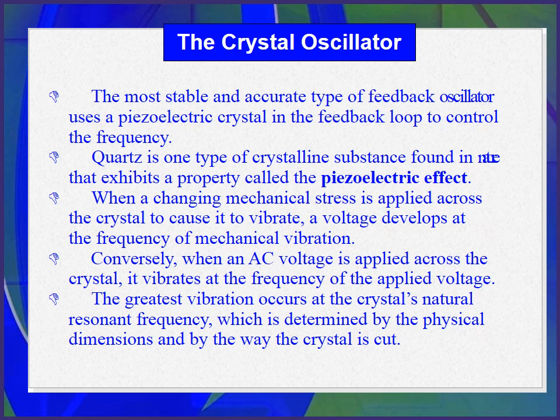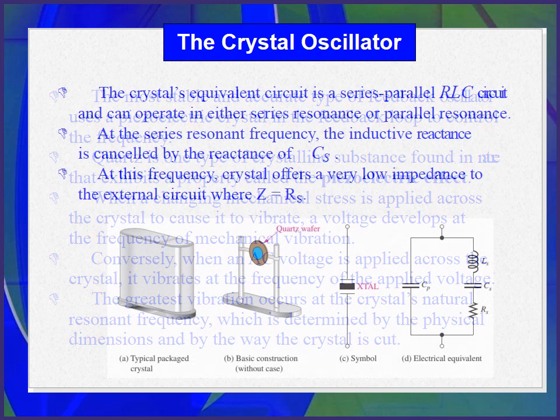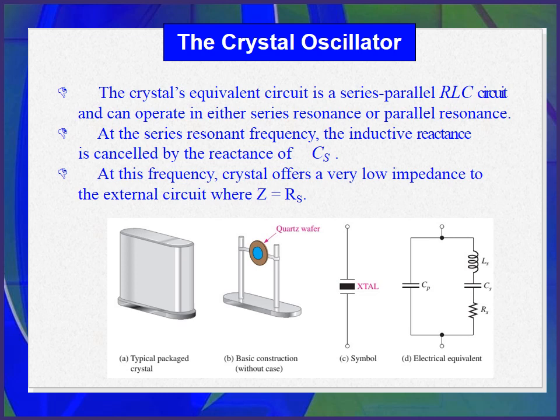Conversely, when an AC voltage is applied across the crystal, it vibrates at the frequency of the applied voltage. The greatest vibration occurs at the crystal's natural resonant frequency, which is determined by the physical dimensions and by the way the crystal is cut. Crystals used in electronic applications typically consist of a quartz wafer. Here the typical packaged crystal, the basic construction of the quartz wafer, its symbol and its electrical equivalent circuit are represented.